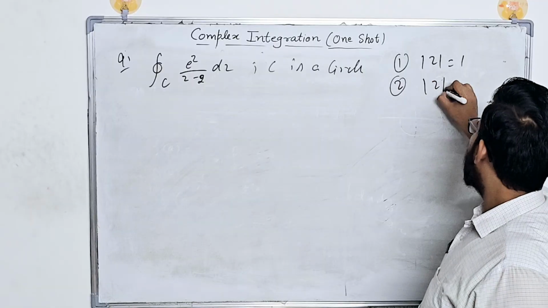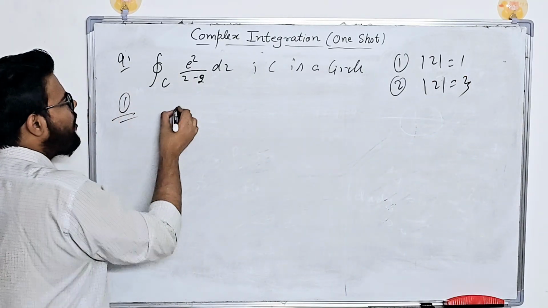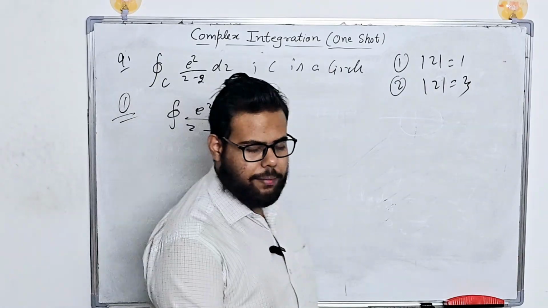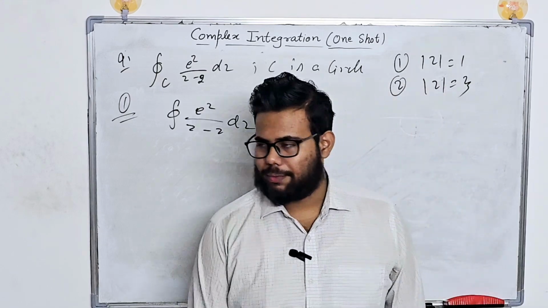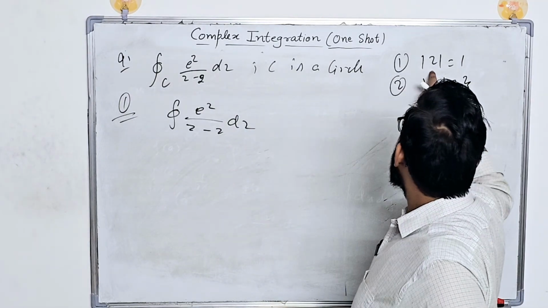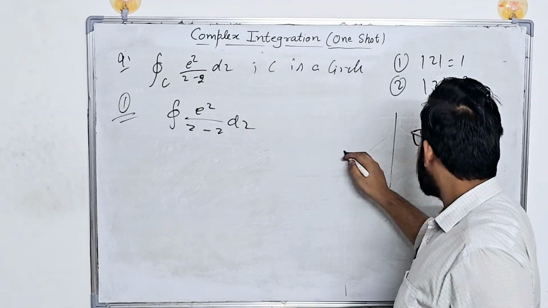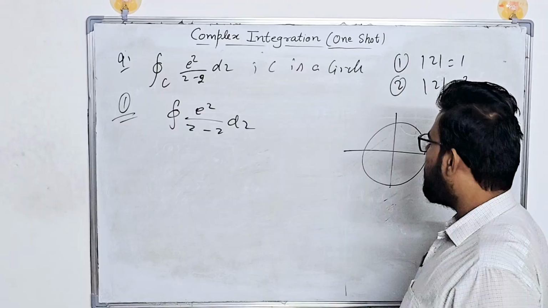and mod z equal to 3, right? So for the first one, this integral e to the power z over z minus 2 dz, it will be equal to what? 2 pi iota f of a? No. Why? Because over here the value of mod z is equal to 1. It means that it is a circle like this. 2 will lie somewhere here, 2 comma 0.